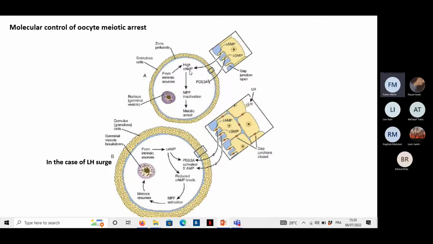So now, due to the presence of high cyclic AMP levels in the oocyte, we will have activation of the protein kinase A, which will induce an inactivation of the maturation promoting factor. So the PKA under the action of cyclic AMP will inactivate the MPF, and due to this MPF inactivation, we will have a meiotic arrest. And those high levels of cyclic AMP are, from one side, due to the production of cyclic AMP inside of the oocyte, and from another side, some of the cyclic AMP is produced in the granulosa cells, and it migrates through those gap junctions here at the level of the Zona Pellucida to the inside of the oocyte.